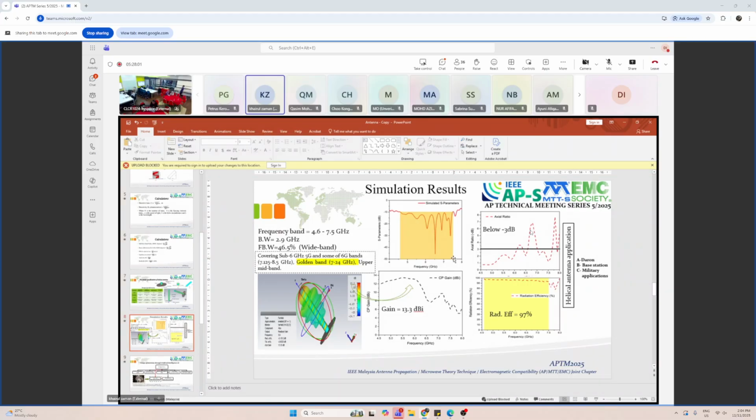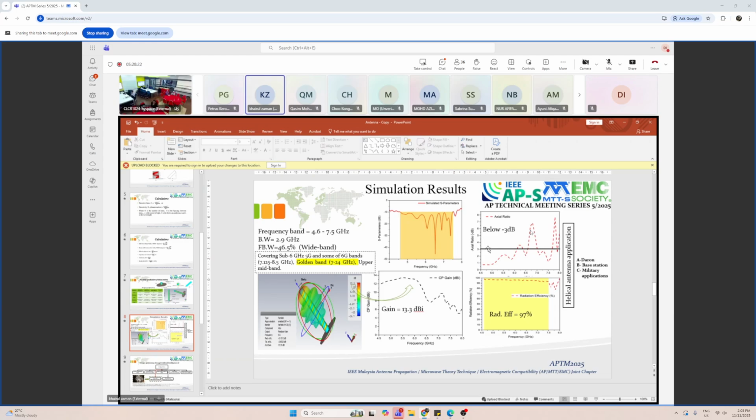This frequency band, 7 to 24 gigahertz, is called the golden band by some researchers, because it's mixed with the millimeter wave frequency band for the 5G. So this is why it's called the golden band.